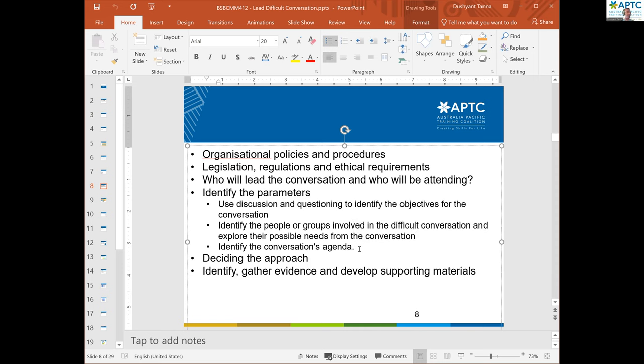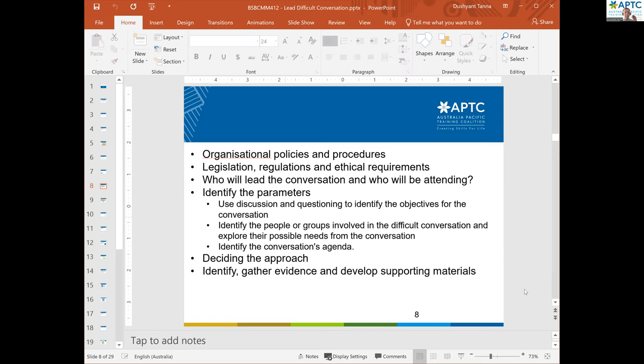Half of the things in this unit will be similar to the meeting unit that we have done, prepare for meeting. Yes, they will follow from that, because for a conversation, either you are having a face-to-face discussion or you are conducting a meeting, right? If you are conducting a meeting, obviously whatever we learned in the earlier 2 days will be similar to this unit. Then you decide the approach, be direct, who else is involved, and gather evidence and develop supporting material.